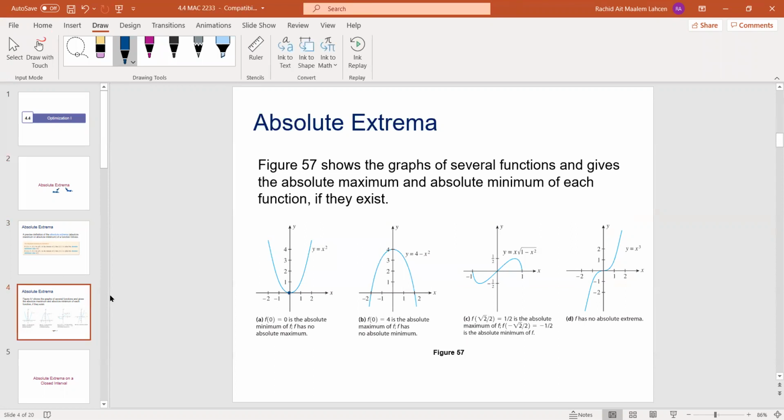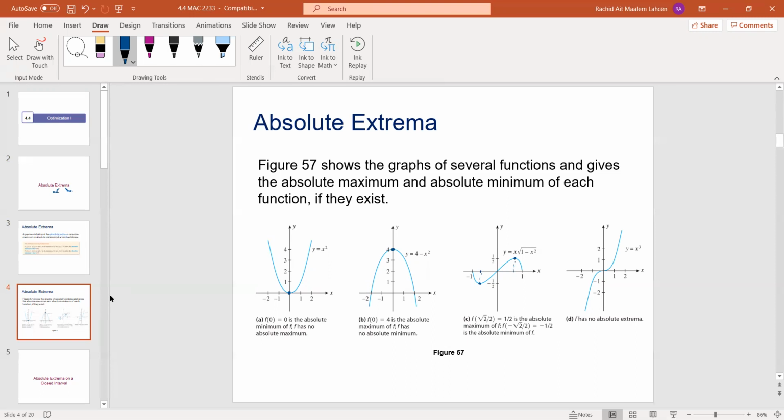So if you have this function, 0 and f of 0 is the absolute minimum, and it has no absolute maximum, and you can see f of 0 is the lowest point. For this graph here, f of 0 is its highest point, so that's the absolute maximum. And for this graph, square root of 2 over 2 somewhere here is the absolute maximum, and negative square root of 2 over 2 somewhere here is the absolute minimum. So this has both. This one has just the absolute minimum, the other has the absolute maximum.